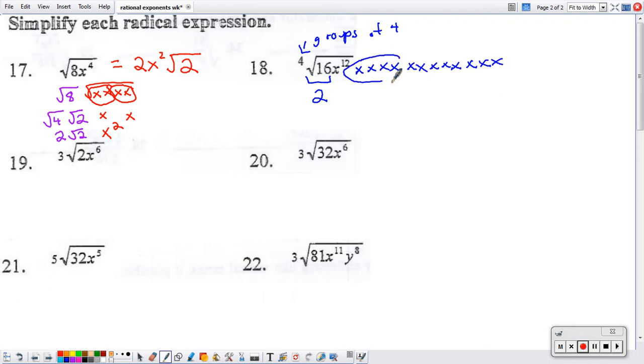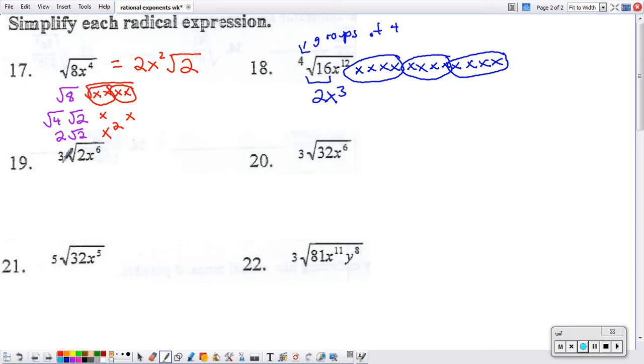So I have 1, there's a perfect 4th. 2, there's a perfect 4th. 3, I have 3 perfect 4ths within x to the 12th. So the 4th root of x to the 12th is, this is 1x, 2, 3, x to the 3rd. So my final answer for number 18 is 2x to the 3rd.